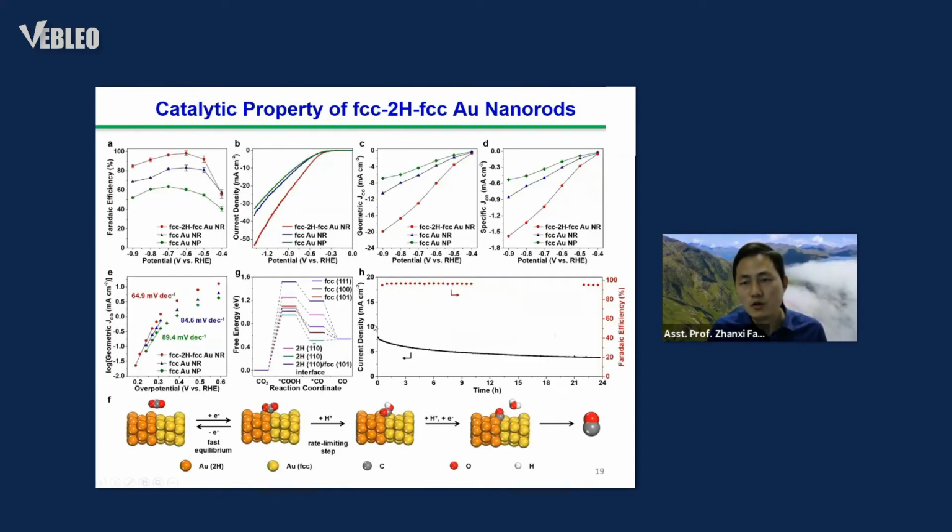And also, we have also applied this kind of new phase structures for the catalytic CO2 reduction, and we found that this kind of structures demonstrate a much superior catalytic performance, catalytic selectivity, and also the catalytic activity compared to the common FCC phase. And also they have very good stability.